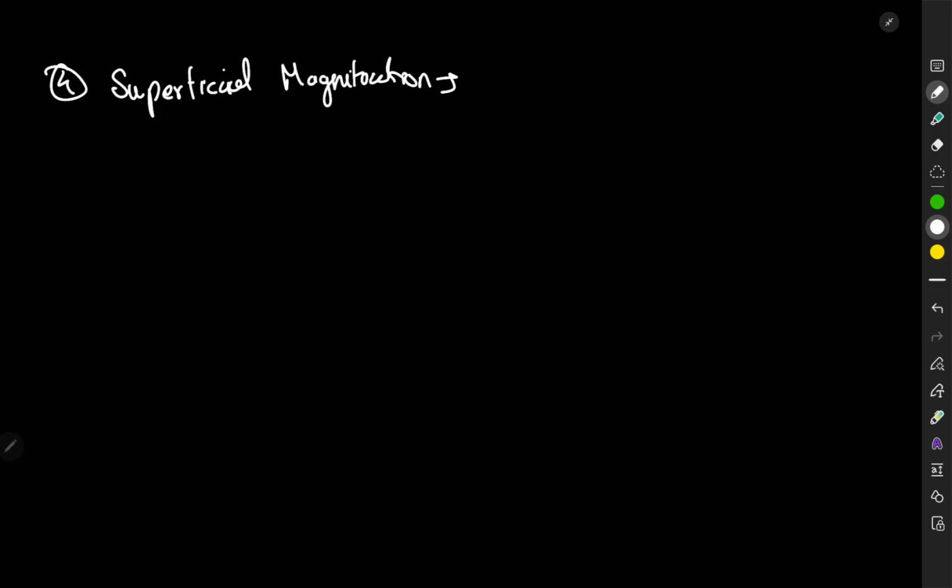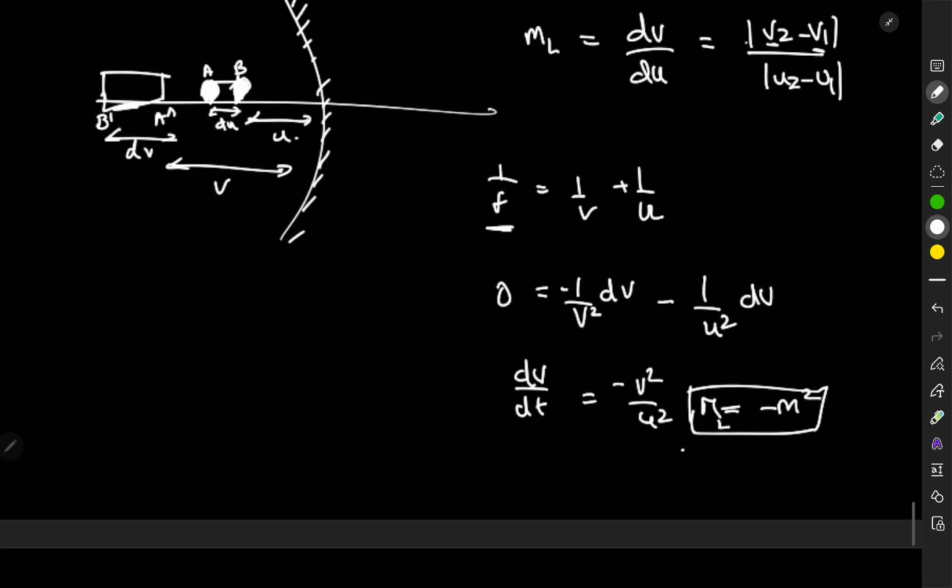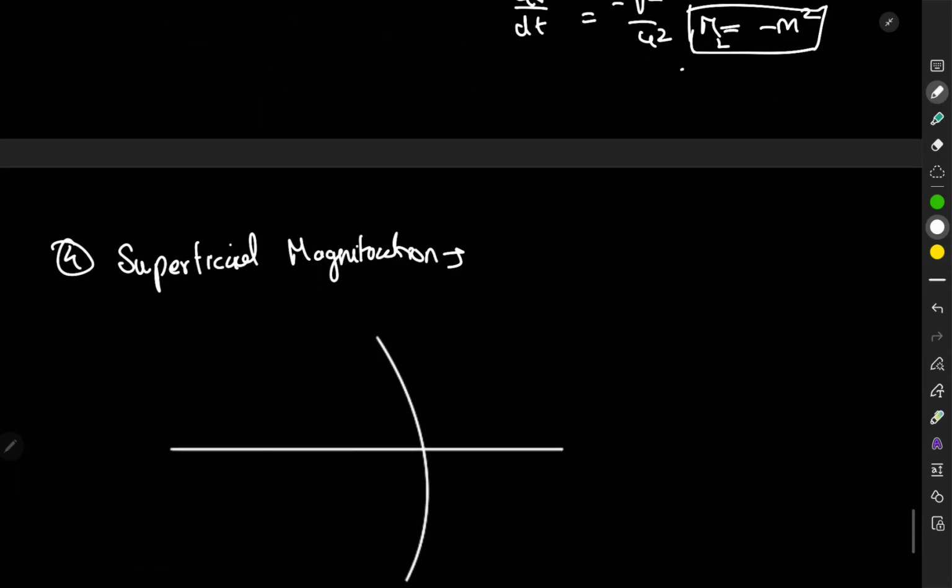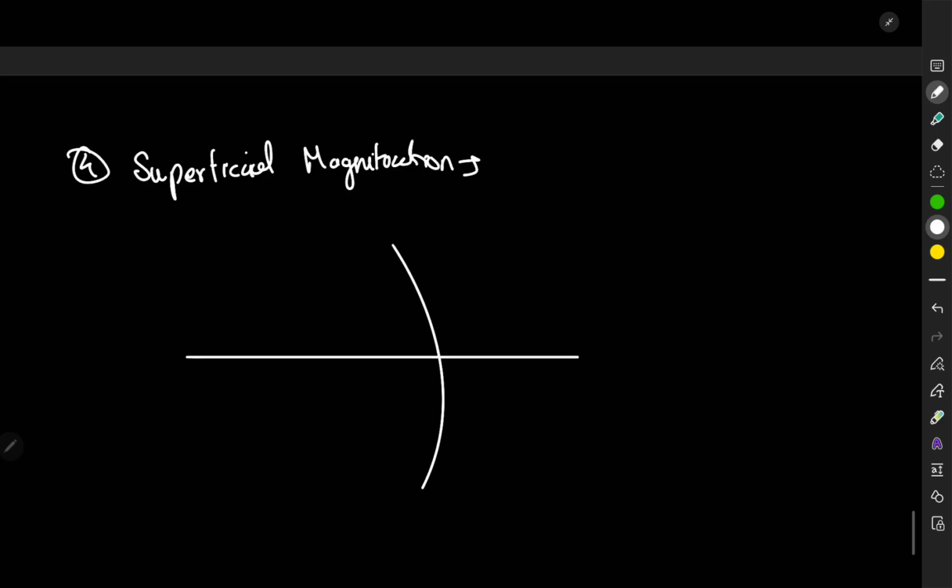Superficial magnification. Every distance is measured from the pole, right? That is something we have learned. Don't forget that in previous cases, this u distance is measured from the pole, and this v distance is measured from the pole. So every distance should be measured from the pole. This is an important note.